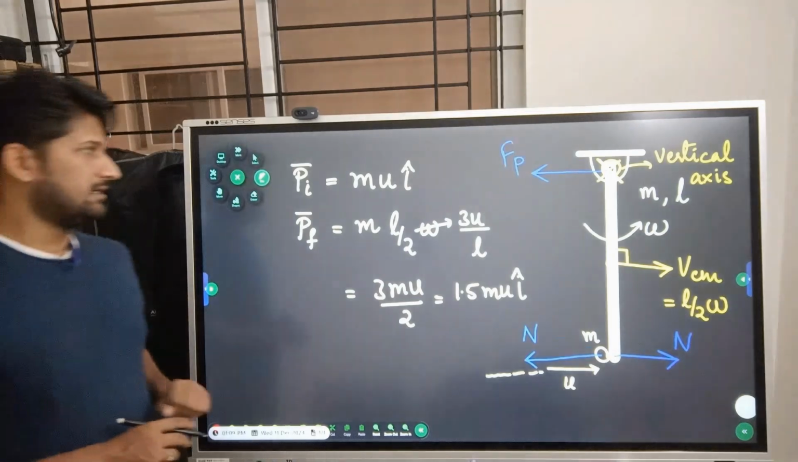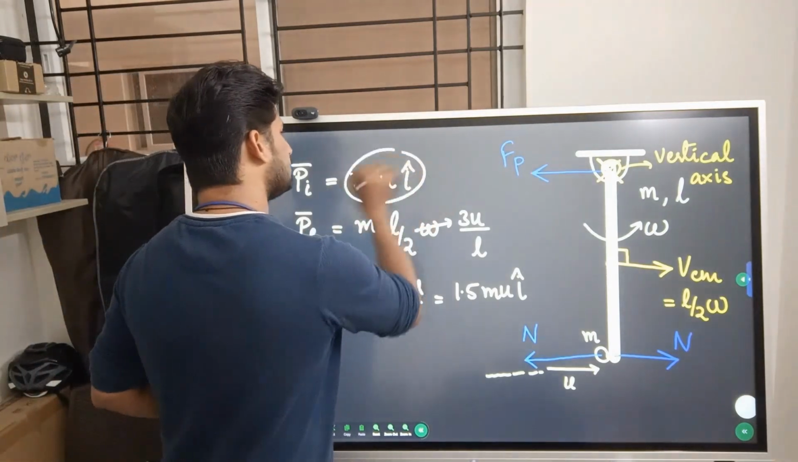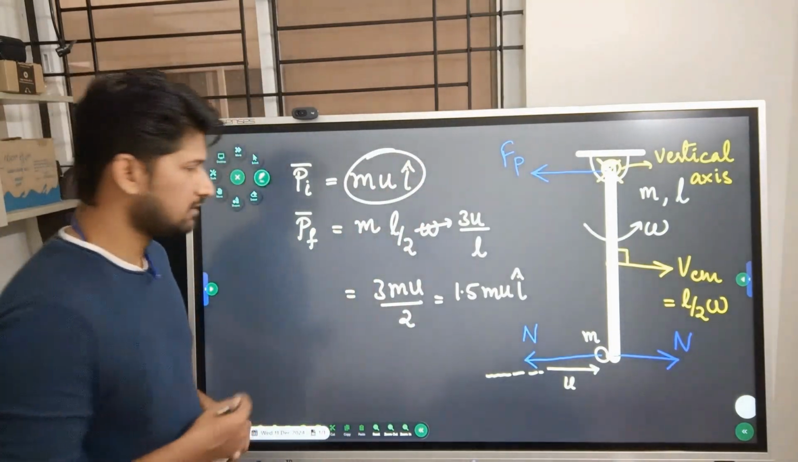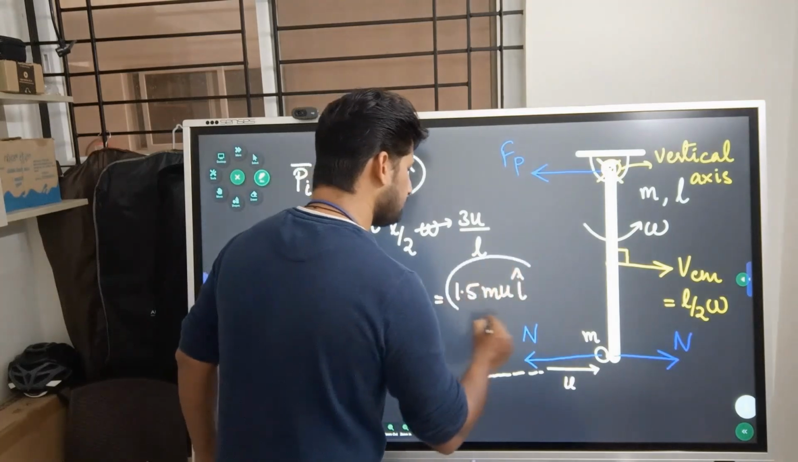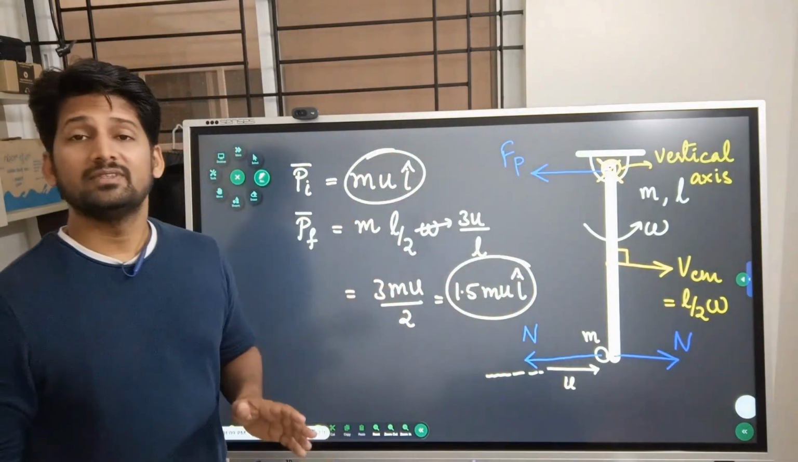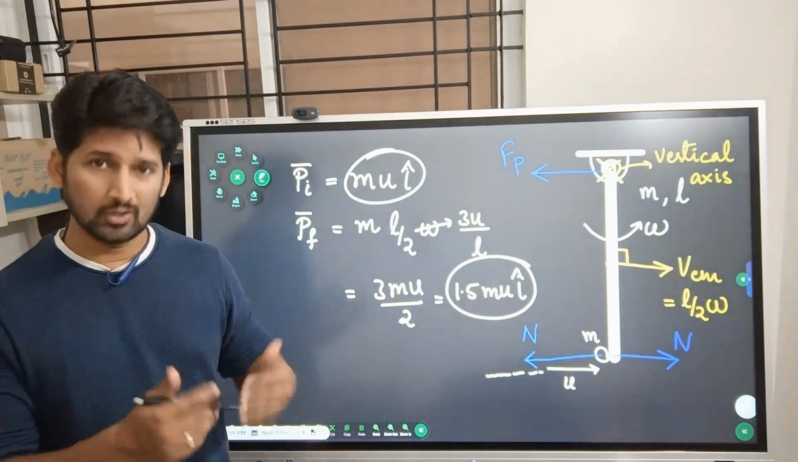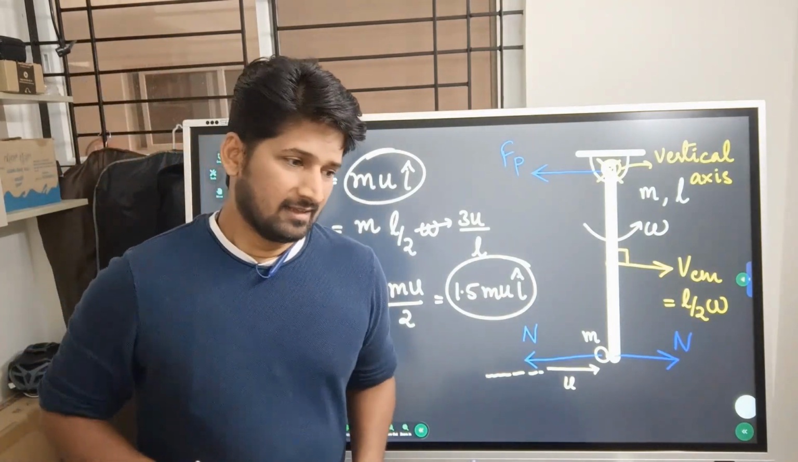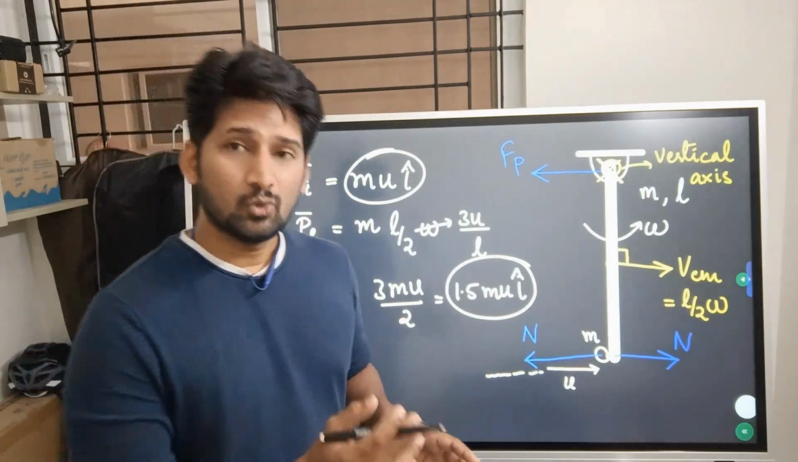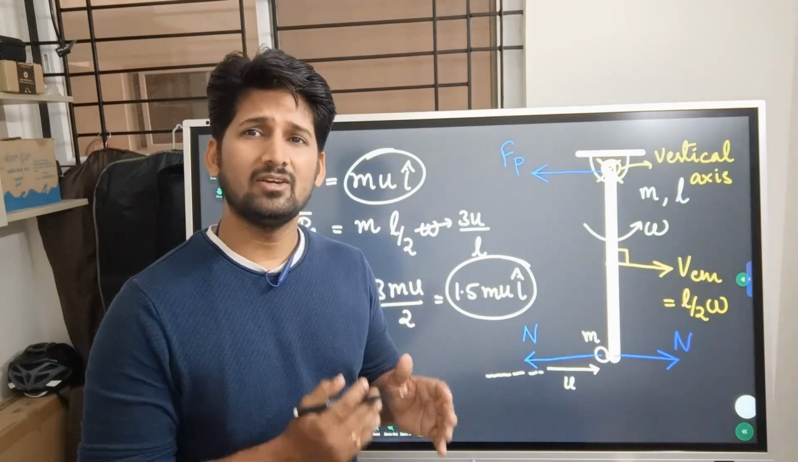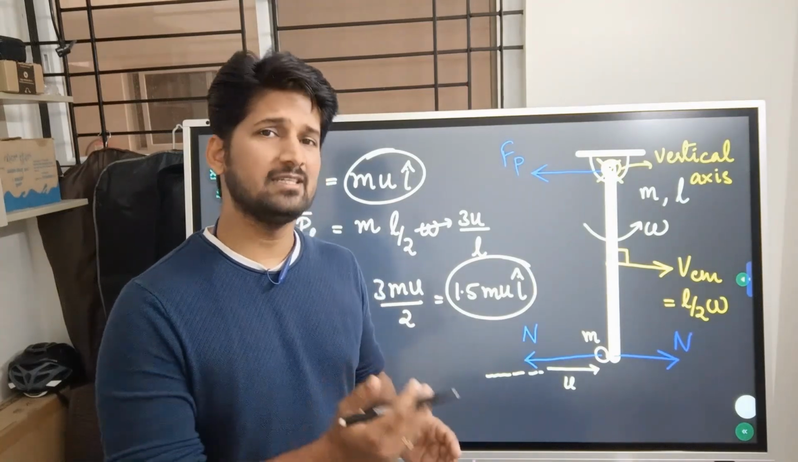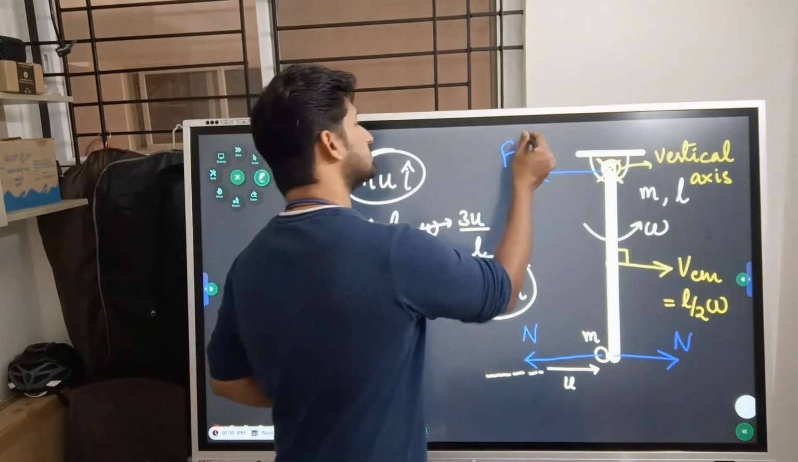Now, this is what is interesting. The initial momentum of the system was mu I cap before collision, and just after collision, it is 1.5 mu I cap. The momentum of this system is actually increasing after the collision, or during the collision. The only cause of change in momentum of this system is the force exerted by the pivot.